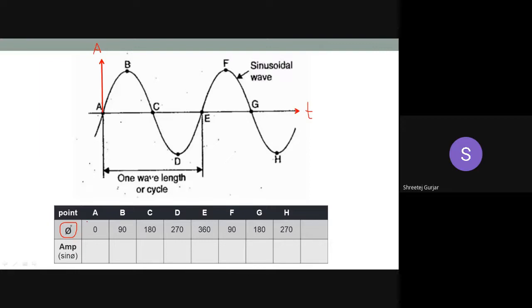Because this is a sine wave, substitute all these values in sine and tell me the values I shall write over here. Sine 0, sine 90, sine 180, sine 270. Sine 0 is what? 0. Very simple. Sine 90? 1. Right, sine 90 is 1.